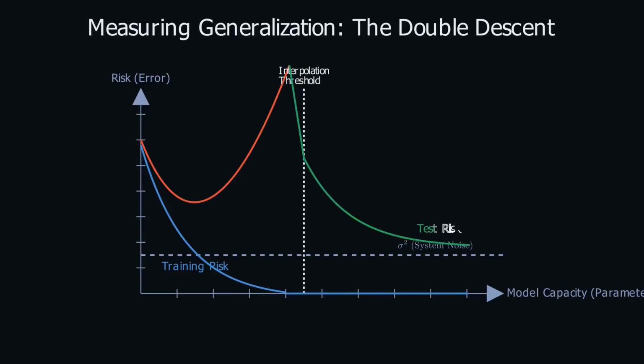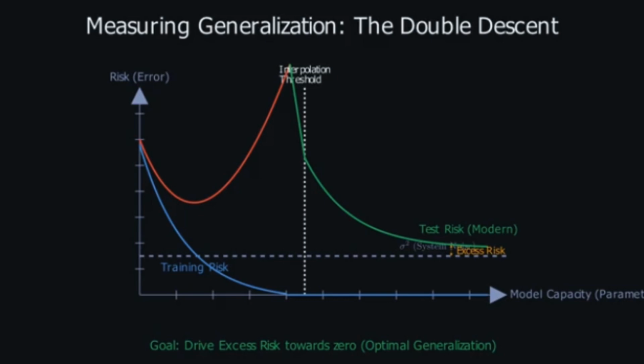But in deep learning, we cross that boundary and enter the over-parameterized region. At this point, the test error drops sharply for the second time, creating the double descent phenomenon. Notice the orange arrow appearing in the right corner of the graph. It measures the distance from the model's test error down to the exact system noise limit, sigma squared. This quantity is called excess risk.